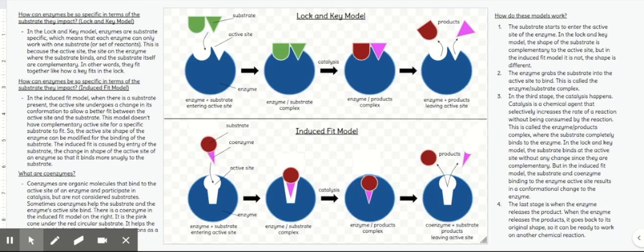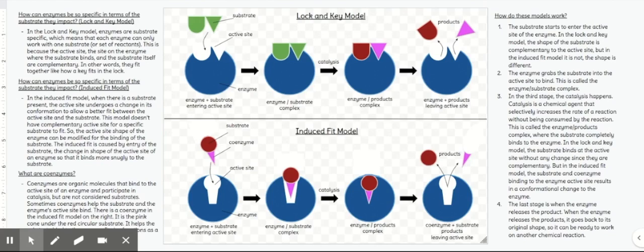In the last stage, when the enzyme releases the products, the shape of the active site of the enzyme goes back to its original shape so it can be ready to work on another chemical reaction. As you can see here, the red circle and the pink cone, and the red shape and the pink triangle here, are the products of the models.